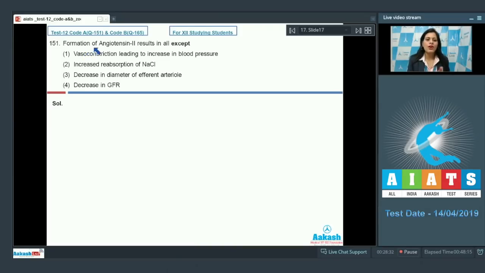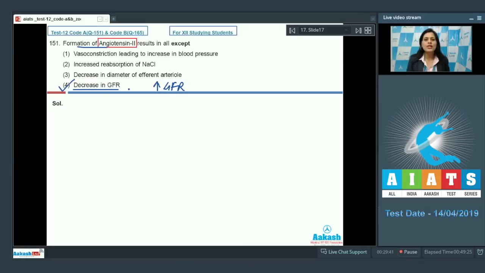Question number 151. Formation of angiotensin II results in all except, and the options are vasoconstriction leading to increase in blood pressure, increased reabsorption of NaCl, decrease in diameter of efferent arteriole, and decrease in GFR. And we know that angiotensin II is formed in response to fall in glomerular filtration rate or GFR when there is decrease in blood pressure or decrease in blood volume. So formation of angiotensin II will not result in decrease in GFR, but this will result in increase in GFR. So the correct answer to this question is option number 4.